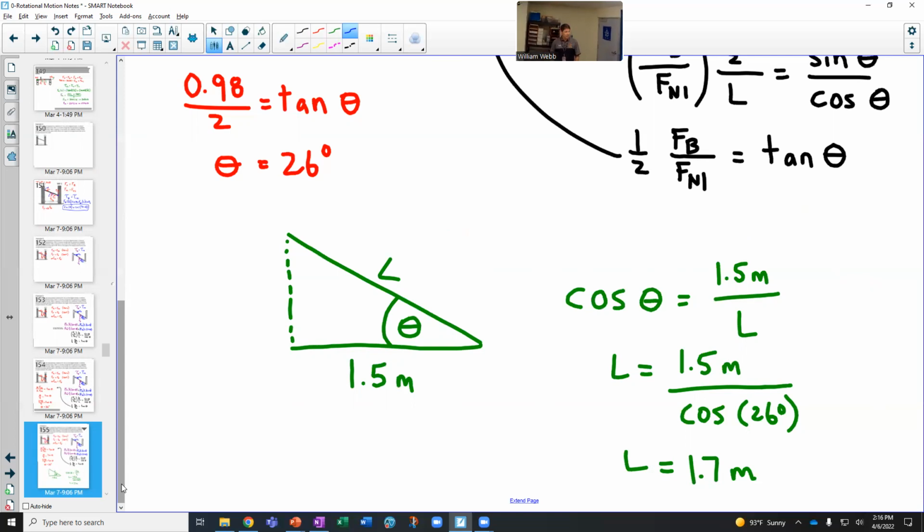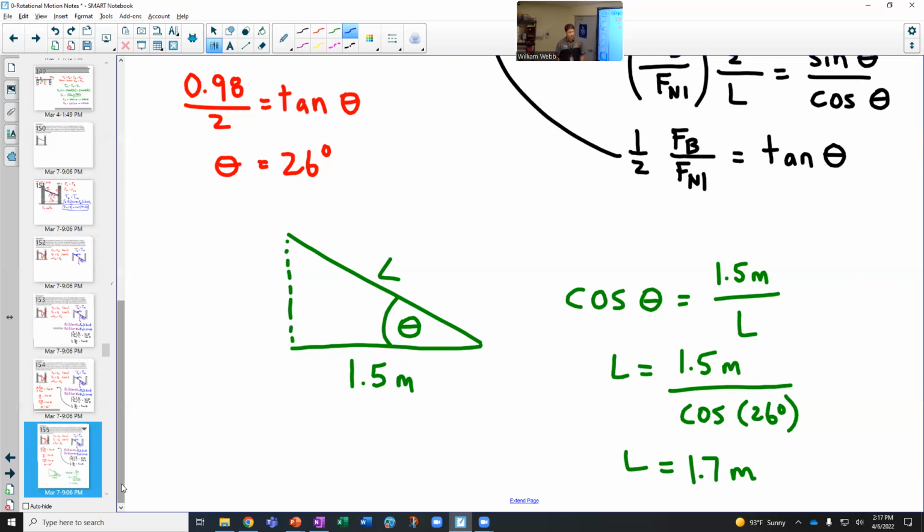Now, does the value make sense? We got 1.7 meters. Is that logical? Yeah, it's longer than 1.5. It has to be at least that long, right? And that's a pretty shallow angle. It's just a little bit longer. So it makes sense it would lodge in there and get stuck. If it was much longer, too steep, it would slip right through.